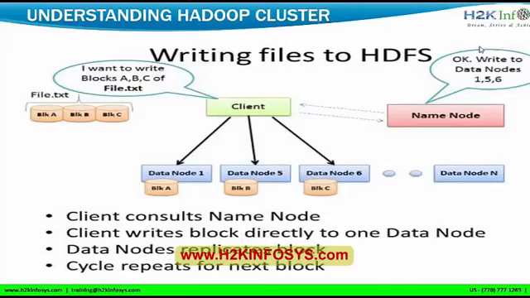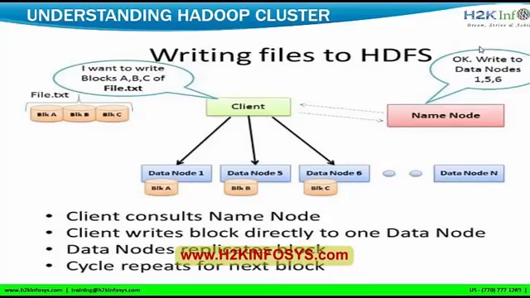Maybe, for example, you take the input file as file.txt. So the client will divide file.txt into 3 blocks: block A, block B, and block C. Now again, the client will go to the name node and say, okay, I have divided all the blocks. Where should I write these blocks, and how should I write these blocks?